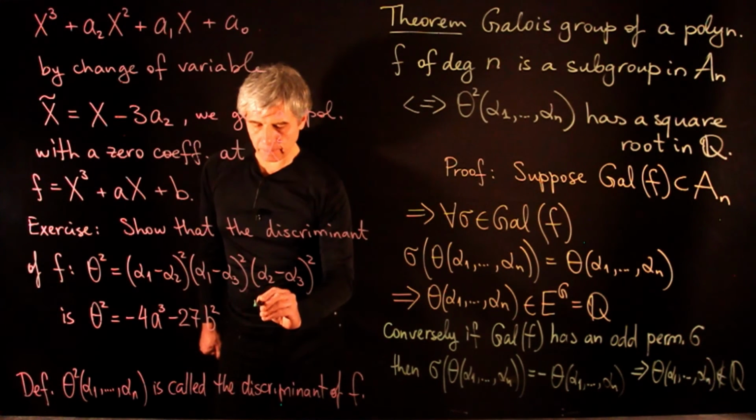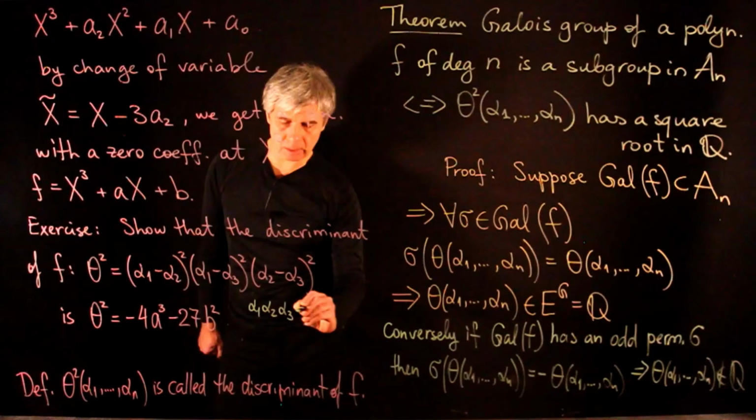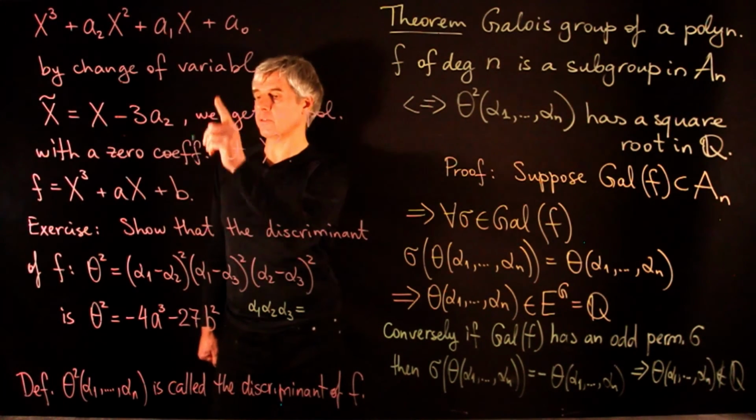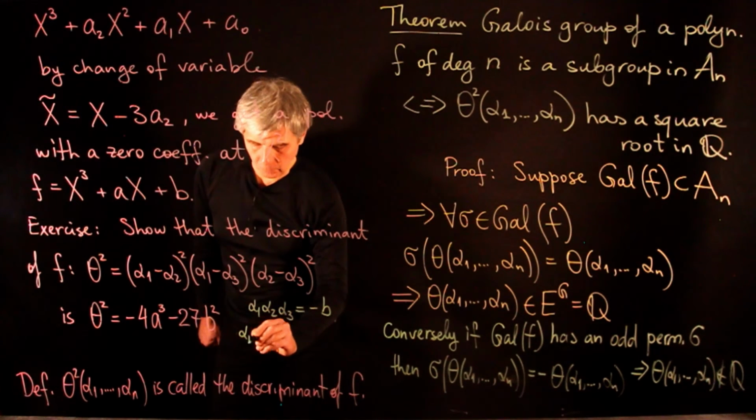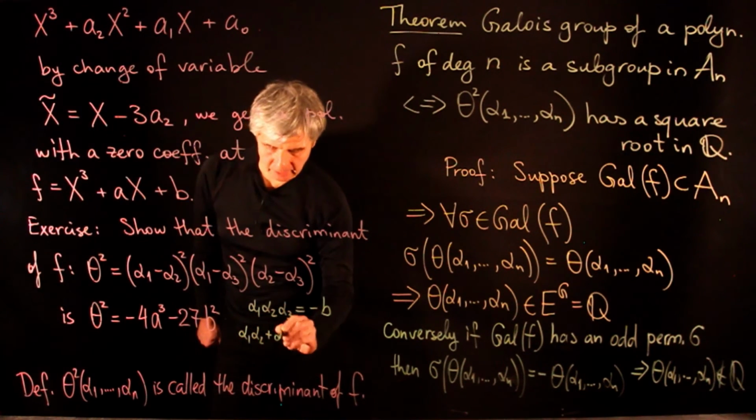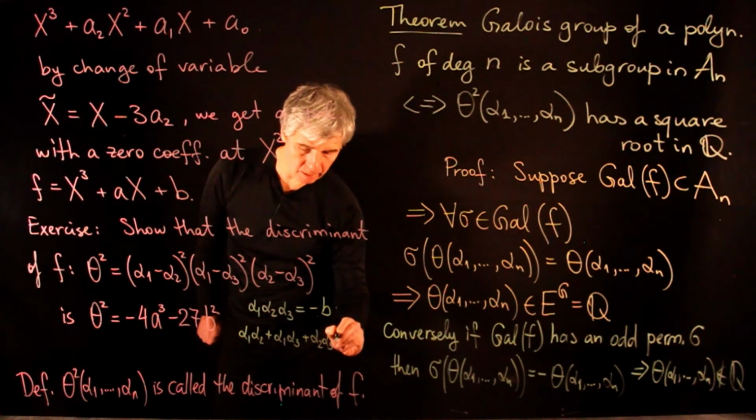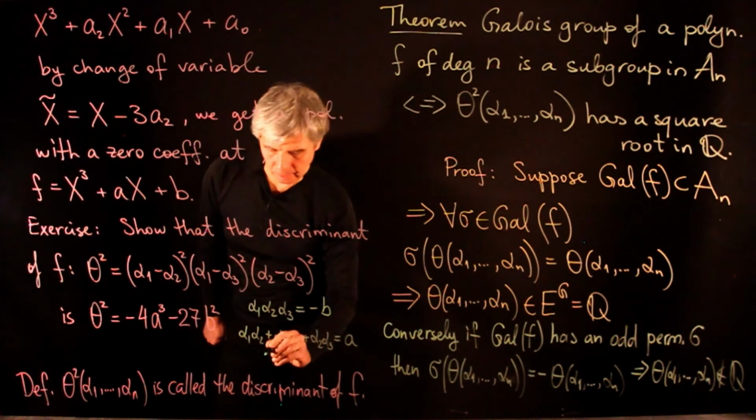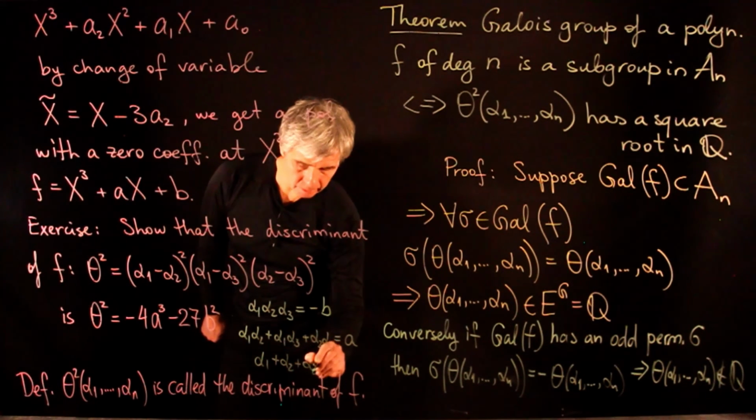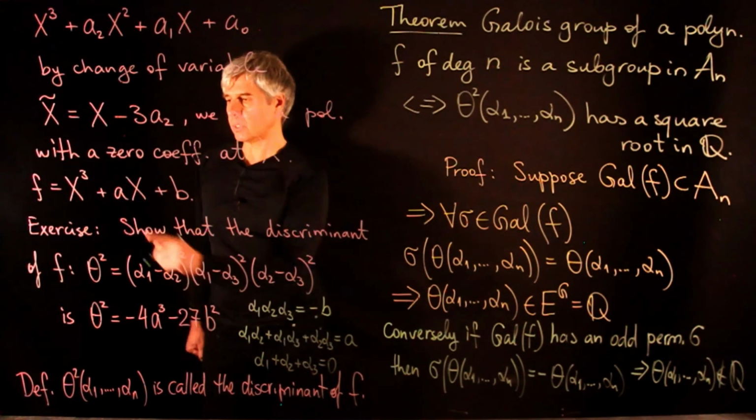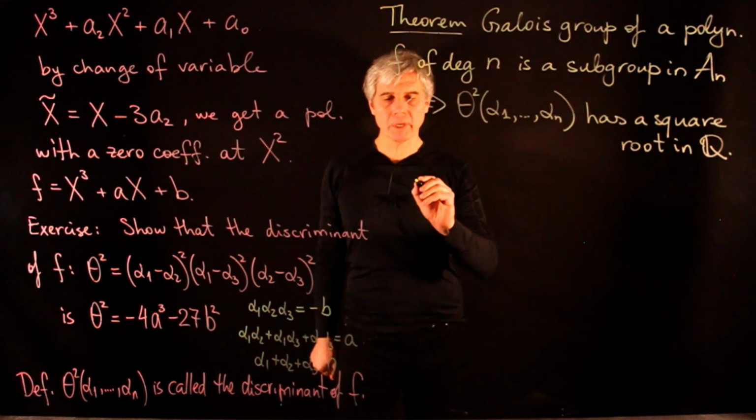By Vieta's theorem, here alpha 1 times alpha 2 times alpha 3 is equal to the negative of the constant term, minus b. Then alpha 1 alpha 2 plus alpha 1 alpha 3 plus alpha 2 alpha 3 is equal to a, and alpha 1 plus alpha 2 plus alpha 3 is equal to 0, because we don't have the term with x squared. So we get the following result.